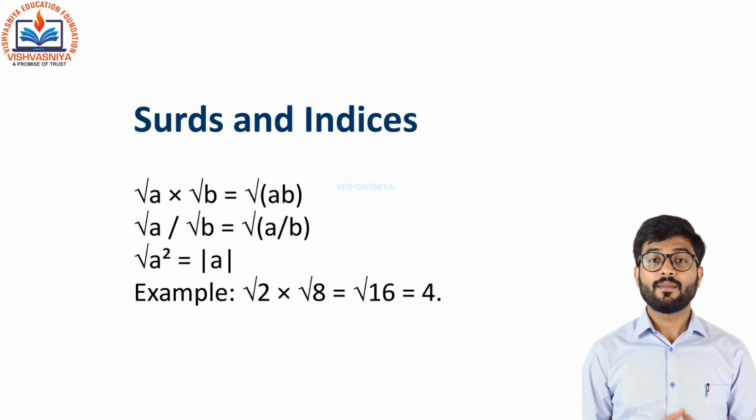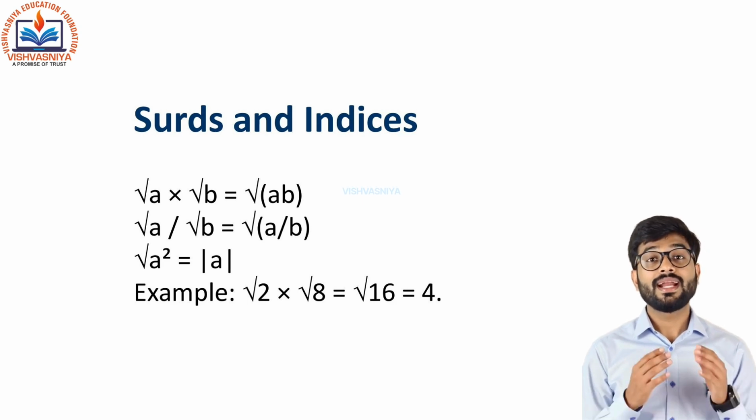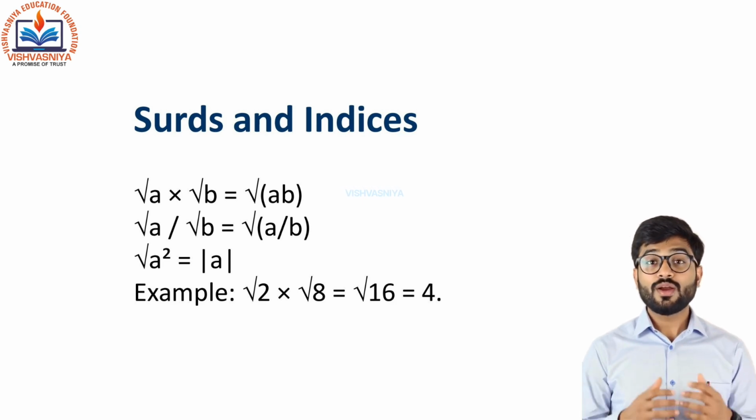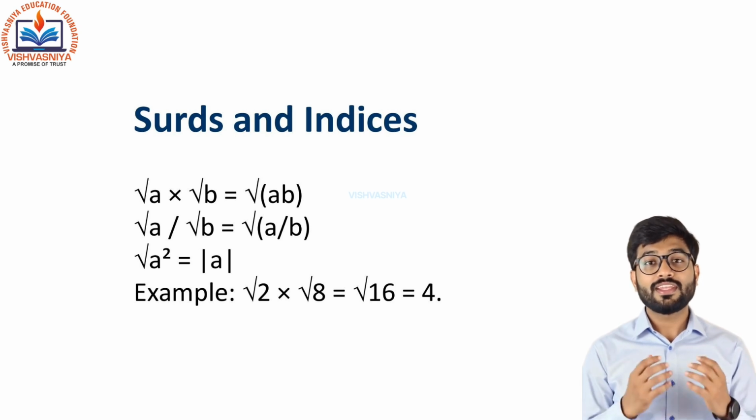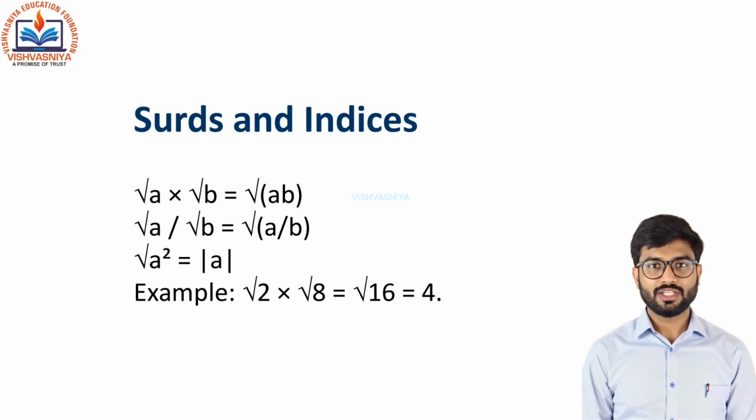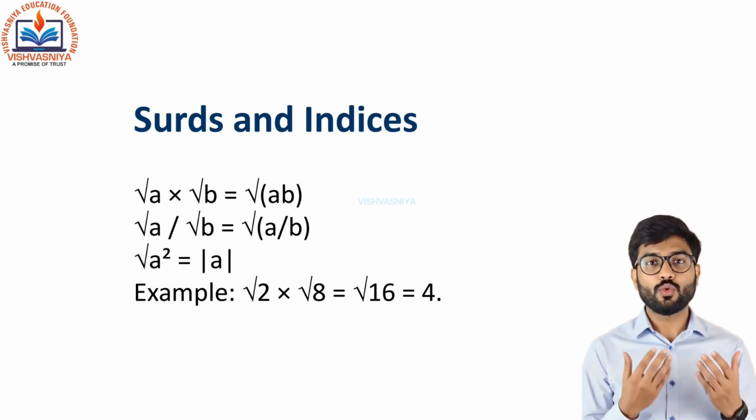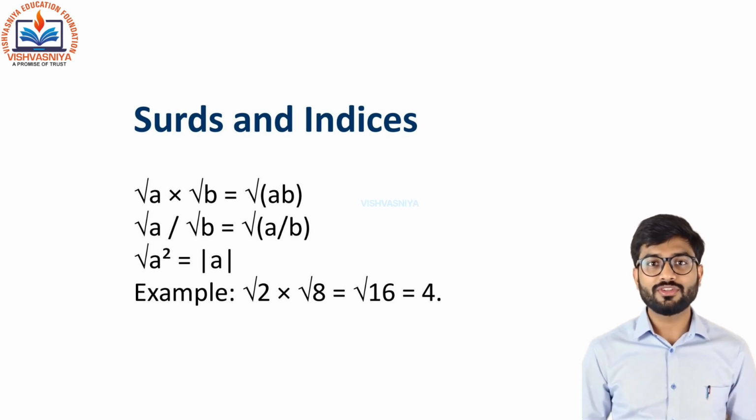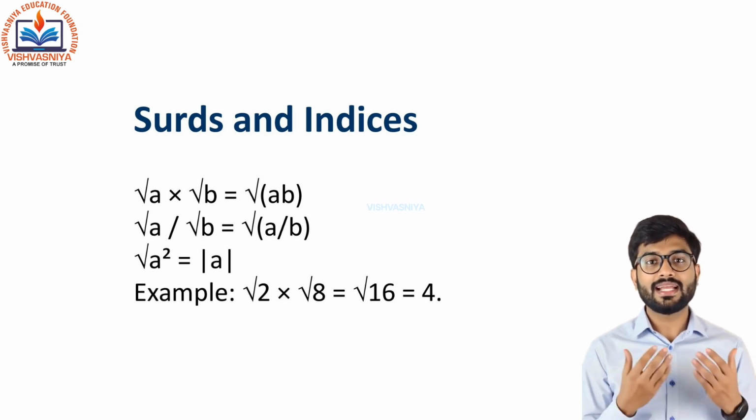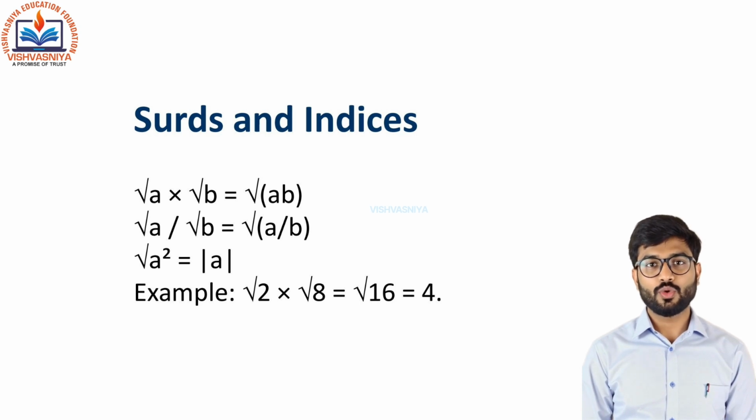Let's recall some important properties. Square root of a multiplied by square root of b equals square root of ab. Square root of a divided by square root of b equals square root of a divided by b. And square root of a squared equals absolute value of a. Example, square root of 2 multiplied by square root of 8 equals square root of 16 equals 4.